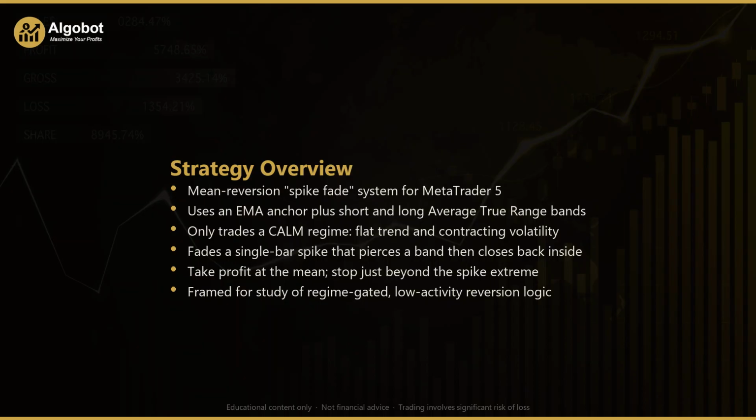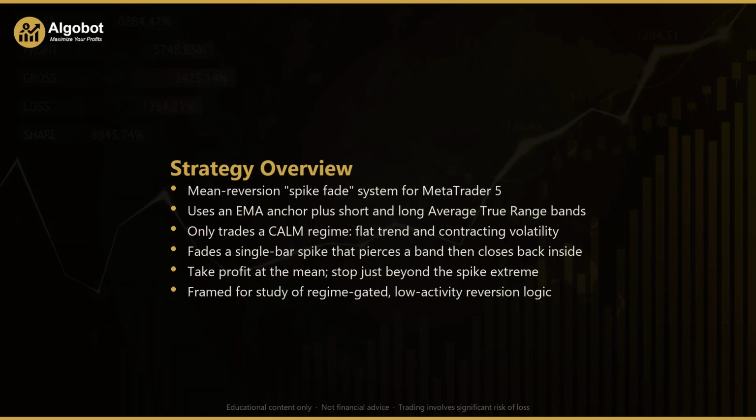Around that anchor, the strategy draws two volatility bands using a short window average true range, by default 14 bars, multiplied by a band factor of 2. So the upper and lower bands sit roughly 2 units of recent range above and below the moving average. A second, longer average true range, by default 50 bars, is used purely to measure whether volatility is expanding or contracting. Now here's the part that defines this whole approach.